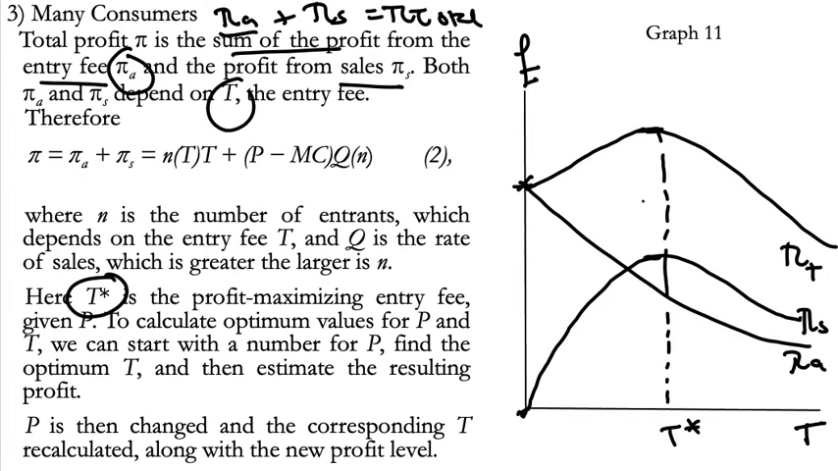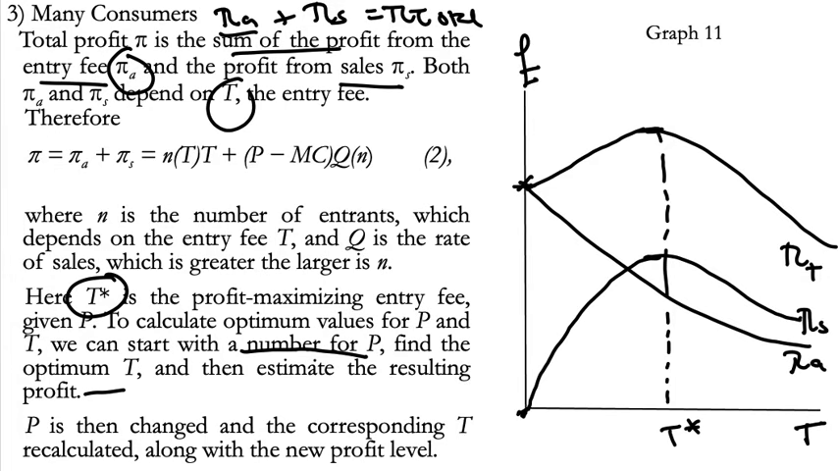But then in the form of a graph, it looks easy. But what about in reality? So like I said earlier, T star is the profit maximizing entry fee for given P. So in order to find T star here, what should we do? Okay, so we need to find P. You pick any P, any price of usage fee, and then with that P, find the optimal level of T, and then you calculate the profit.